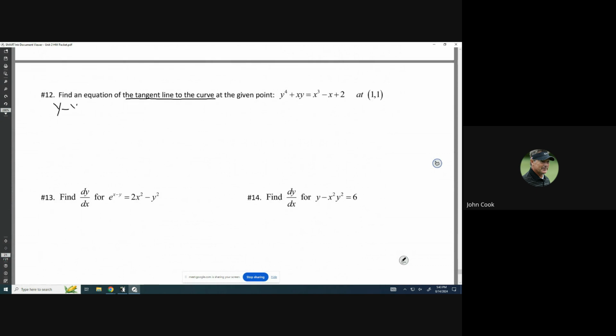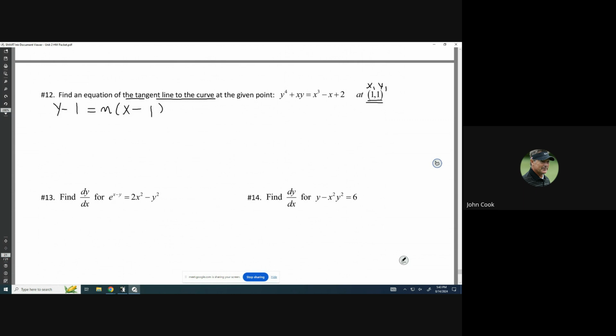So y minus y1 equals m times parentheses x minus x1. And I already told you that you usually have a coordinate. And look at that. It's right there. That's going to be our x1 and our y1. So let's plug those numbers in. 1 goes in for y1. 1 goes in for x1. And all we need to do is find m.